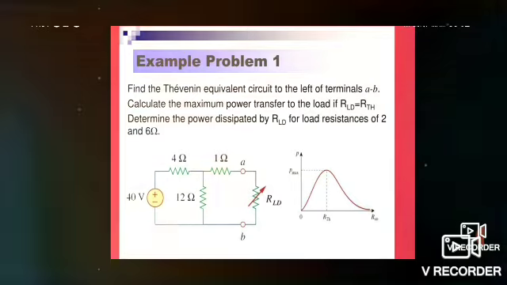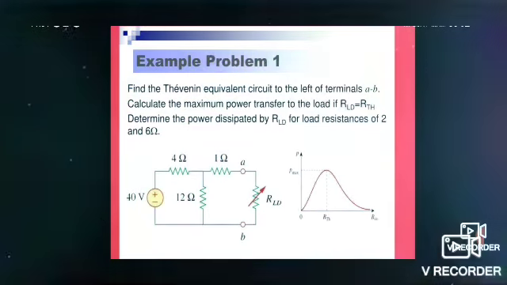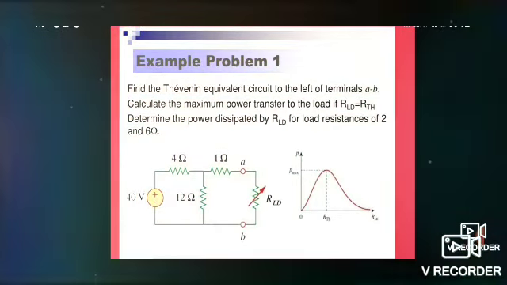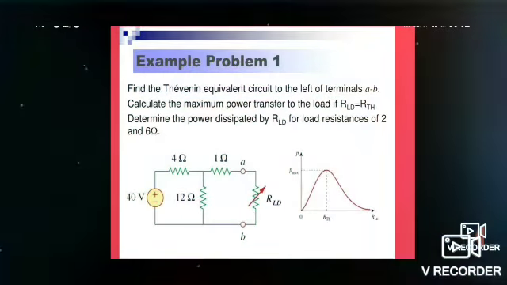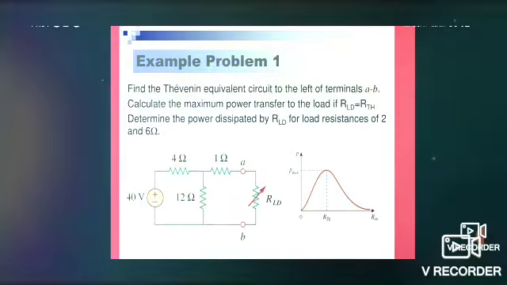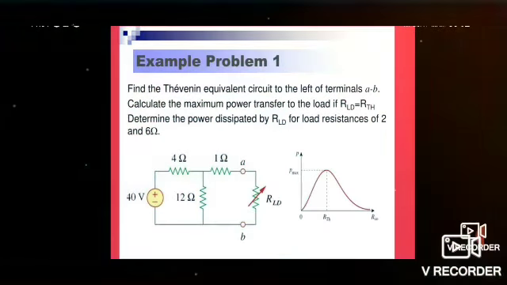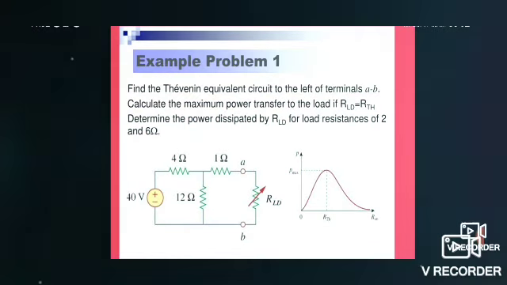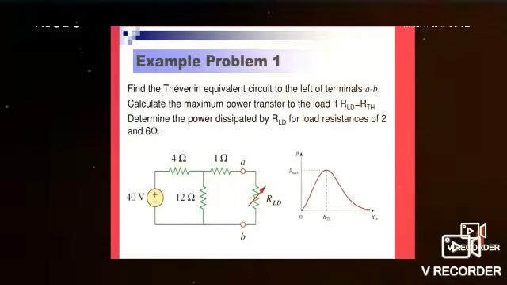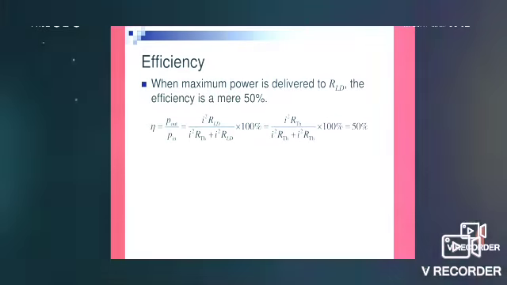Then we have to find the value of VTH. VTH is obtained by keeping the voltage source and open circuiting the RLD. The value of the voltage source, 40 volt, remains the same, but RLD is open circuited. Now find the voltage across AB. That gives VTH. Now Pmax equals VTH squared divided by 4 RTH, that gives the maximum power.